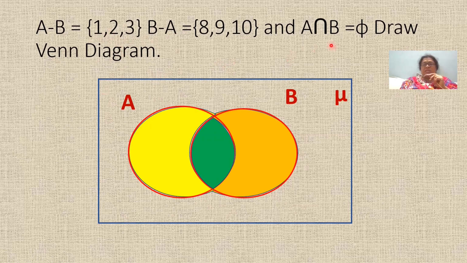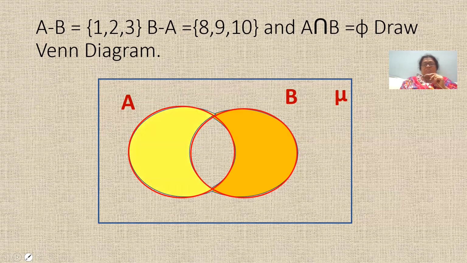See here, it is given that A intersection B is phi, means it is a null set. So where is the A intersection B part? Can you locate it? Yes, this is the A intersection B. So in the A intersection B part, there is no element. So it is plain like this. Now A minus B portion. So which one is A minus B portion? So this one is A minus B portion.